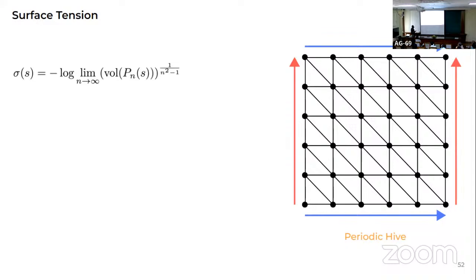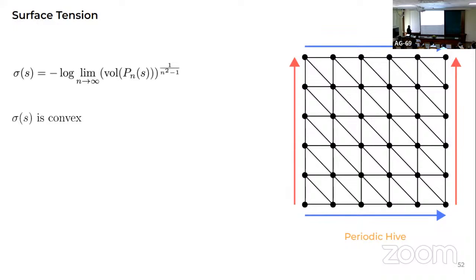This is a periodic hive. We take a double hive and identify 2 of its edges, so it's like a hive on the surface of a torus. The surface tension sigma is defined as follows. We take a slack value S as defined in the last slide, and we consider all the periodic hives whose slack is bounded by this value S. Then its normalized volume, and the log of that, gives us sigma S.